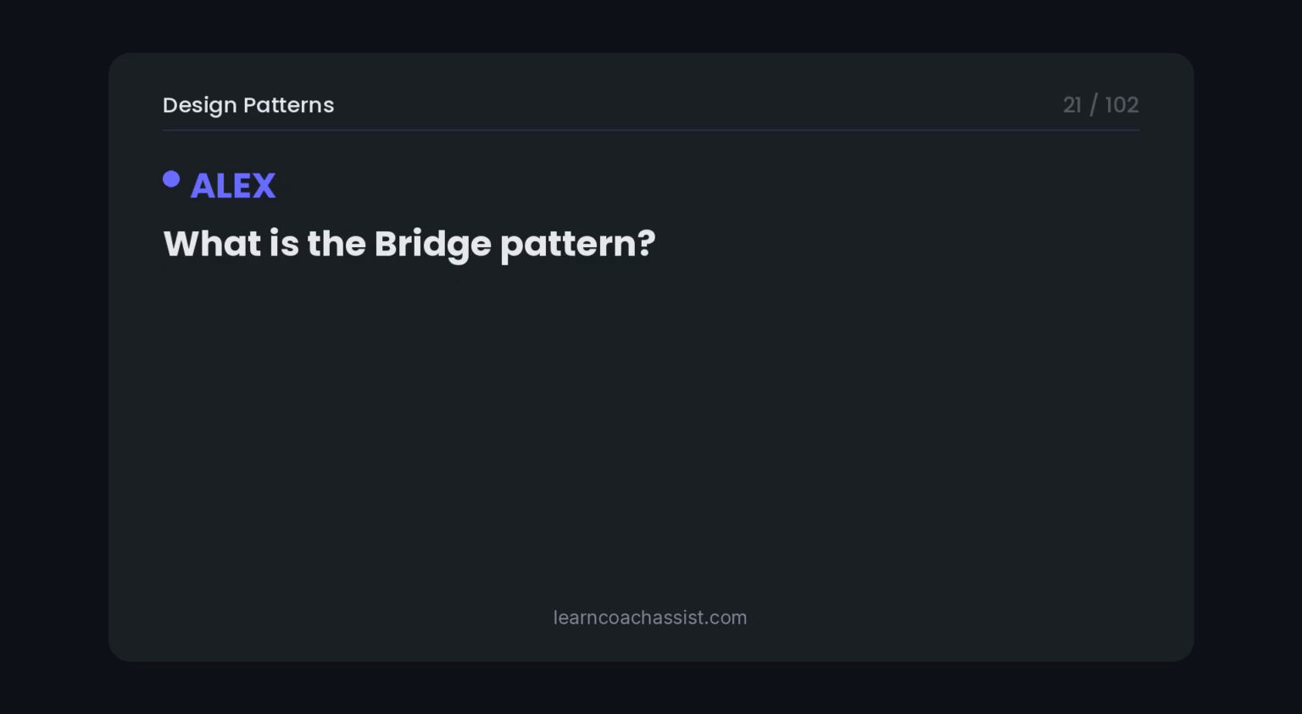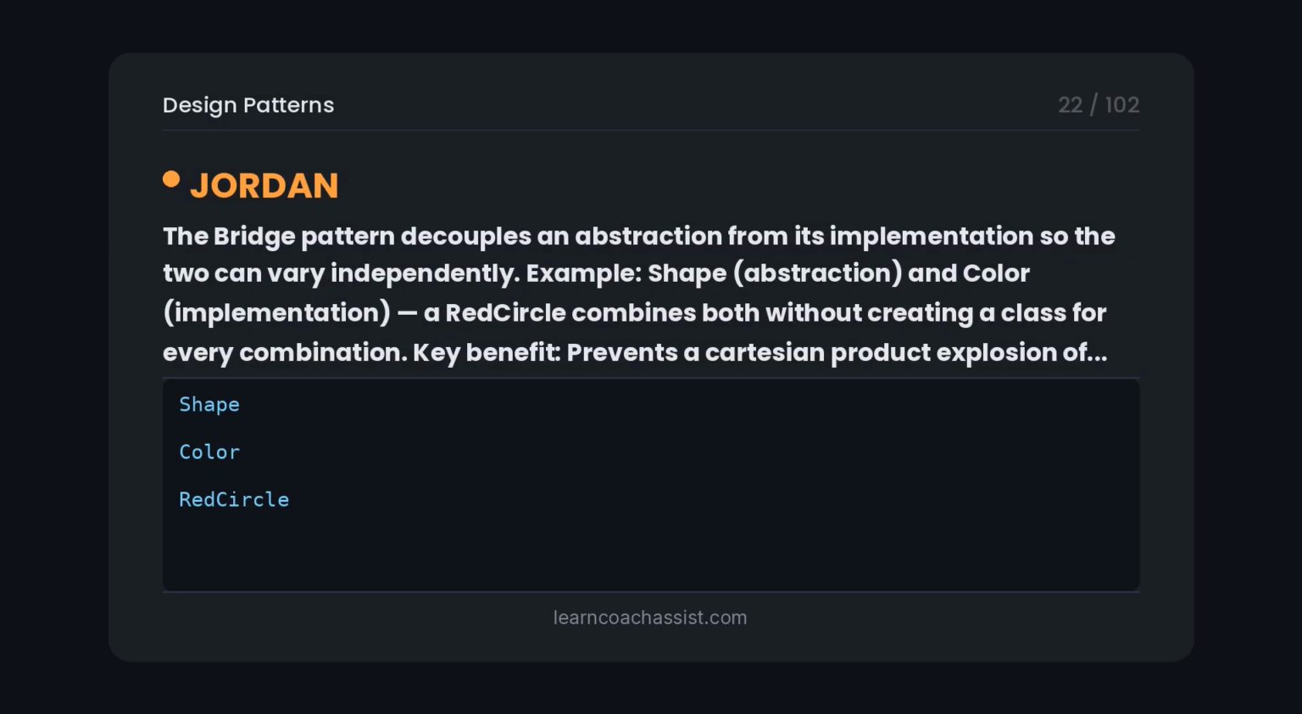What is the bridge pattern? The bridge pattern decouples an abstraction from its implementation so the two can vary independently. Example: shape, the abstraction, and color, the implementation. A red circle combines both without creating a class for every combination. Key benefit: prevents a Cartesian product explosion of subclasses when you have multiple dimensions of variation.